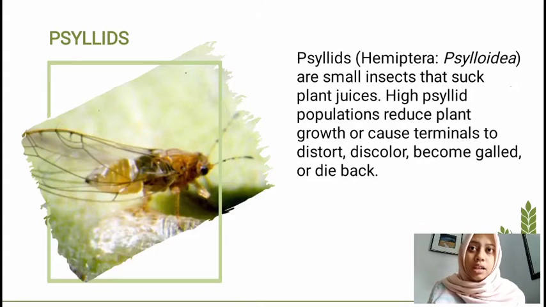Next, psyllids. Psyllids are small insects that suck plant juice. High psyllid populations reduce plant growth or cause terminals to distort, discolor, become gold, and or die back. Certain species, such as the olive and tipu psyllids, can cause premature leaf drop. The Agonoscena and Pauropsylla psyllids cause leaves to develop a pit around the spot where each nymph settles and feeds. Excessive honeydew excretion and wax secretions can also damage plants or property below the infested foliage.